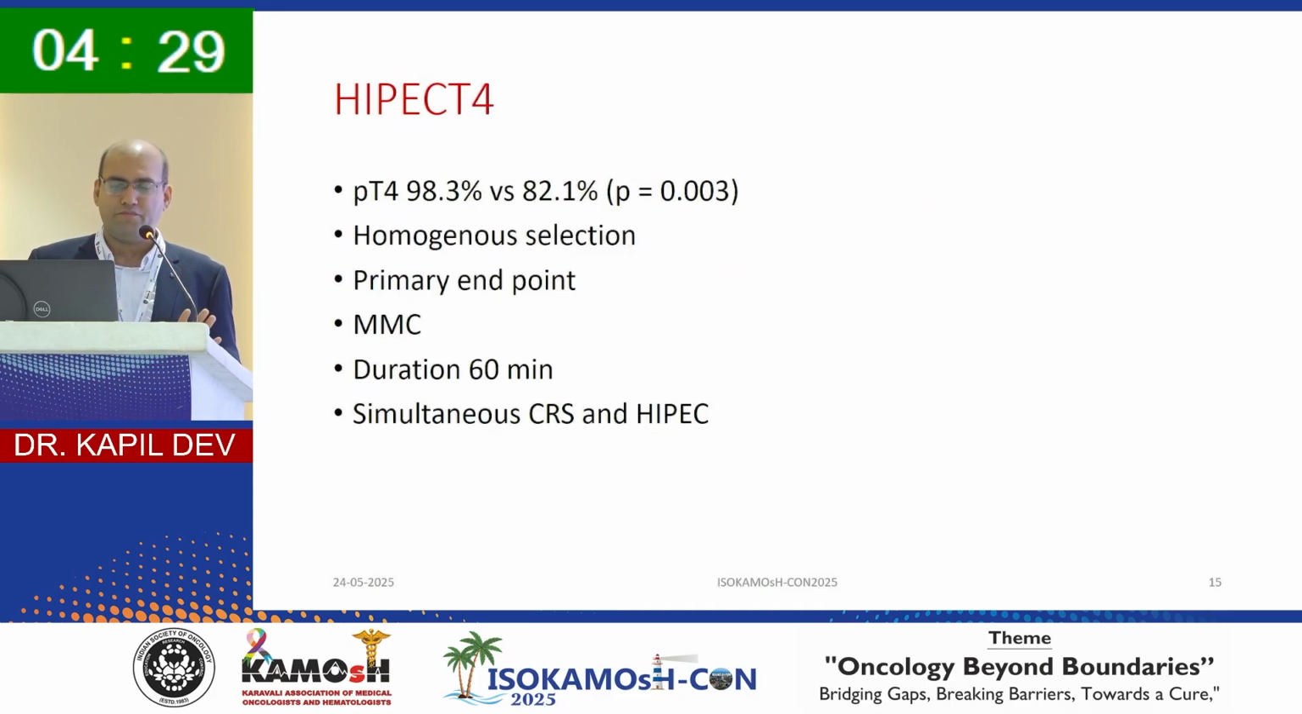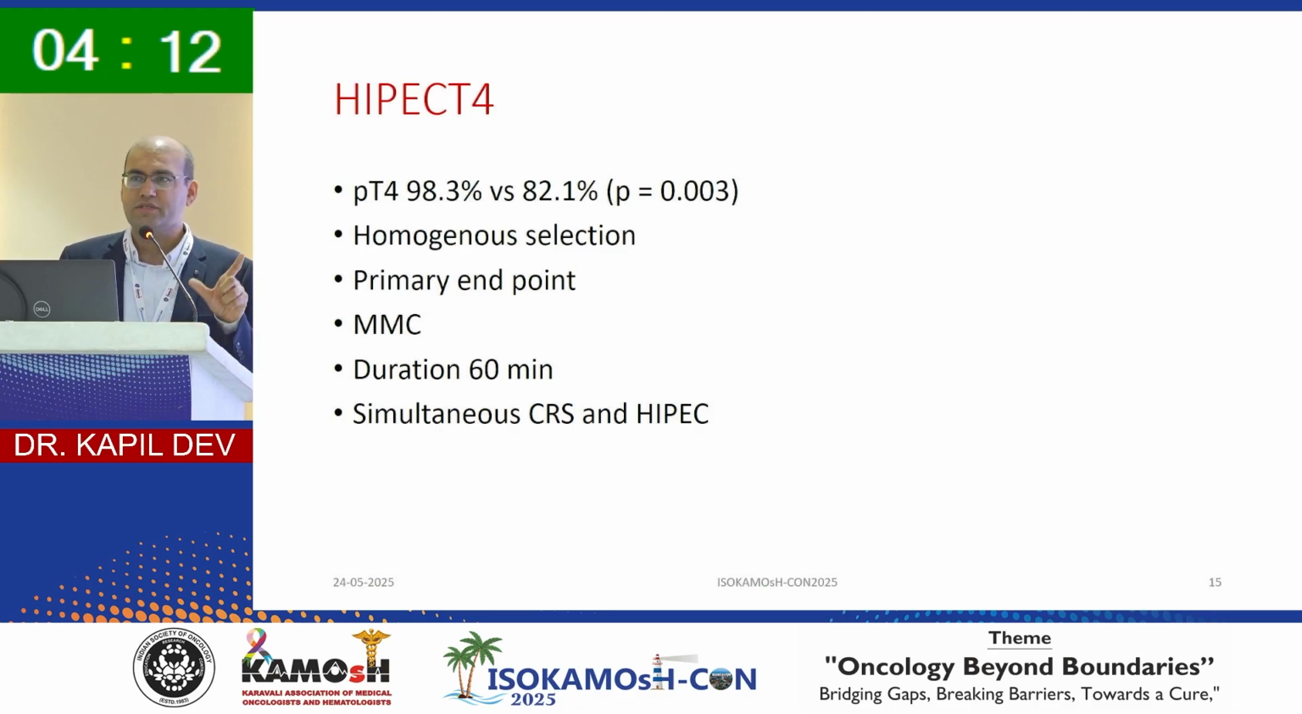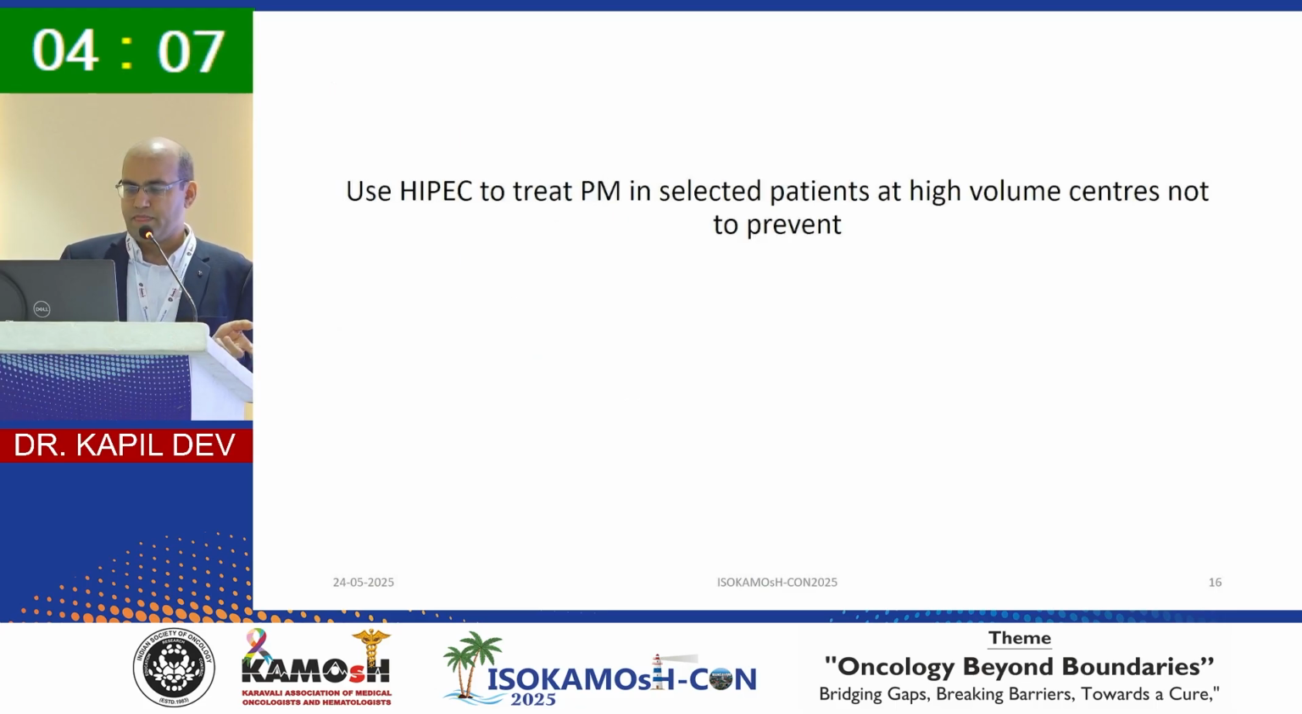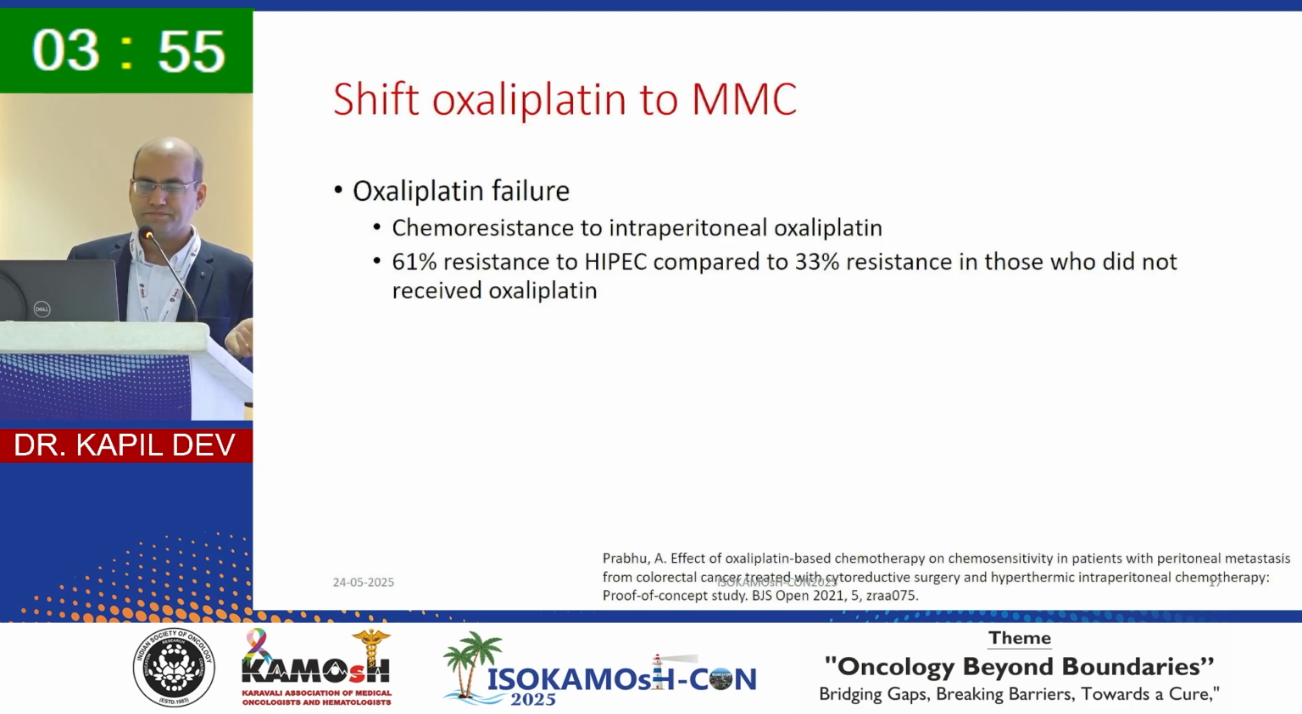Peritoneal metastasis-free patients had very good chances. The advantage of this study is that the strongest point was the homogeneous selection. Only T4, N0, N1. The primary endpoint was directly correlated with HIPEC, and they used a different drug. The duration was an optimum 60 minutes, and they used it simultaneously. There were fewer chances of delayed systemic chemotherapy. So based on these reports, adjuvant and prophylactic HIPEC can be used to treat peritoneal metastasis in selected patients only at high-volume centers, not to prevent it.